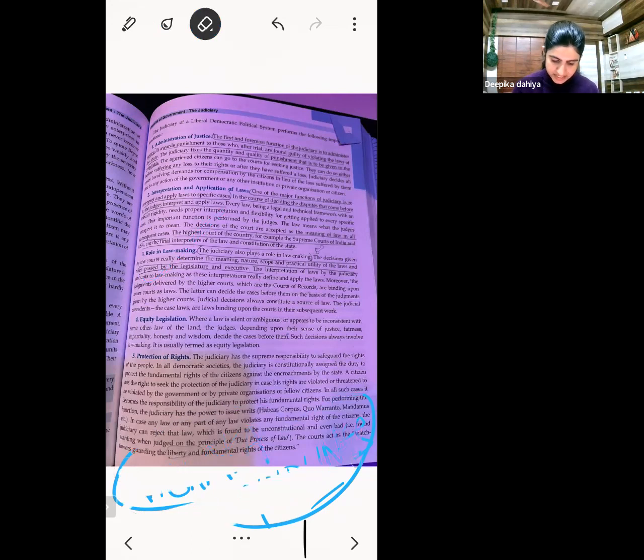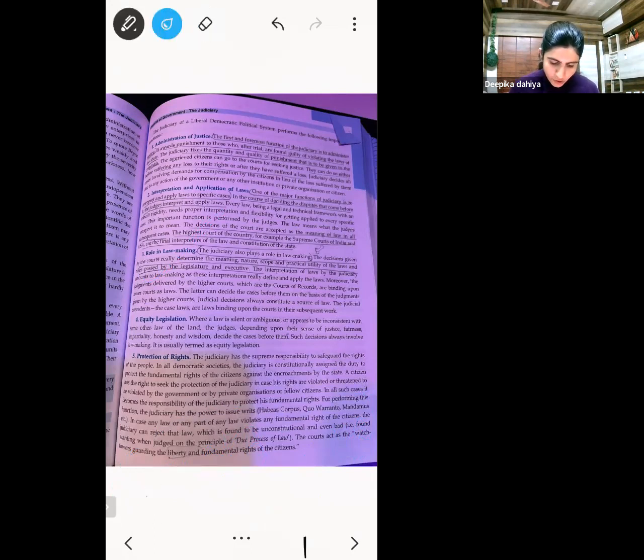Then equity legislation. Where a law is silent or ambiguous or appears to be inconsistent with some other law of the land, the judges, depending upon the sense of justice, fairness, impartiality, honesty, and wisdom, decide the cases before them. Such decisions always involve lawmaking. It is usually termed as equity legislation.